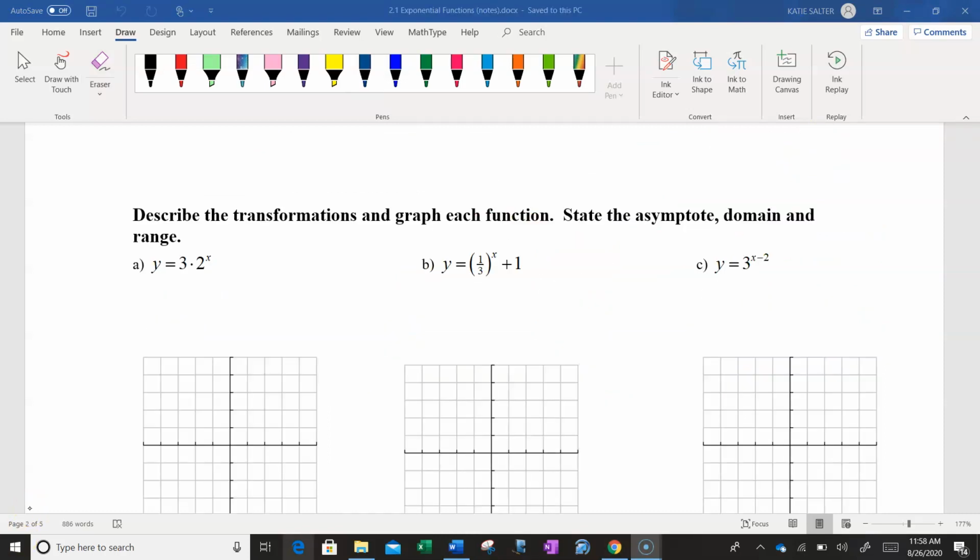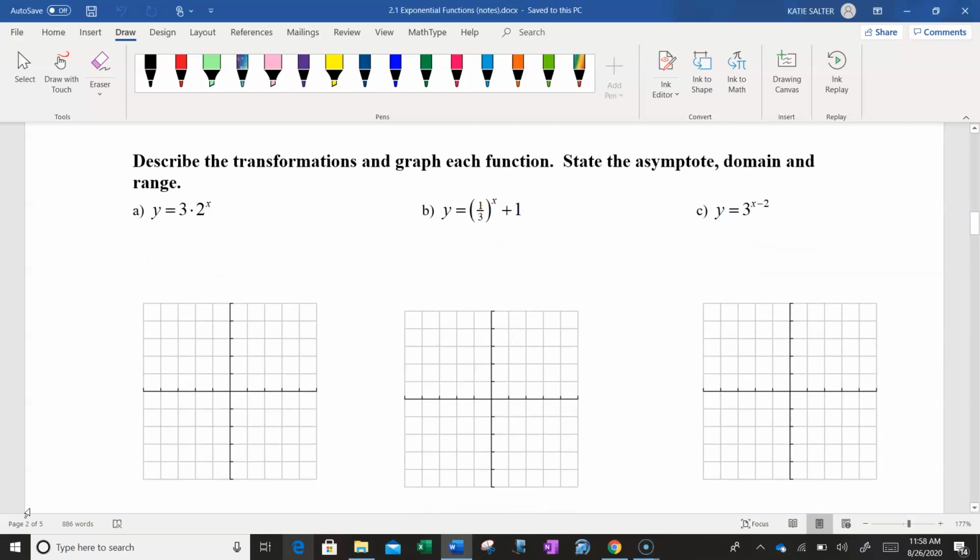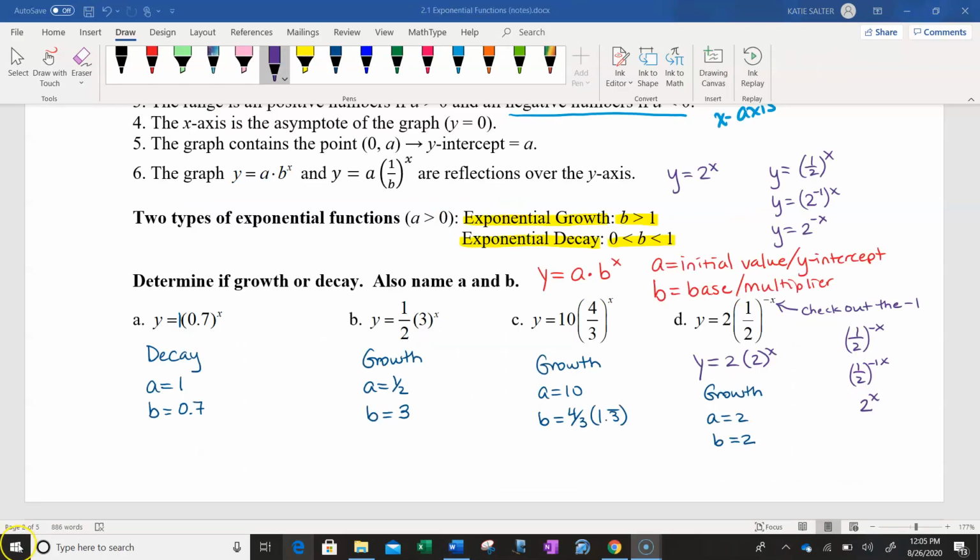Okay, so the last part of part 1 of this lesson, we're doing this lesson over 2 days, is to actually do these graphs. A lot of this is conceptual, but it's so important that we get this down pat. So for each of these, we want to describe the transformation and graph each function. State the asymptote, domain, and range. All right, so if I look at this very first one, it doesn't have any adding or subtracting in it, so we know we didn't shift it. But what we can see is that the y-intercept is at 3, because that's that initial value. And if you need to, you might want to write your formula at the top of your screen.